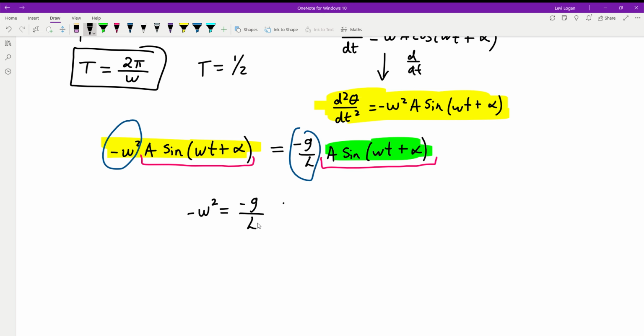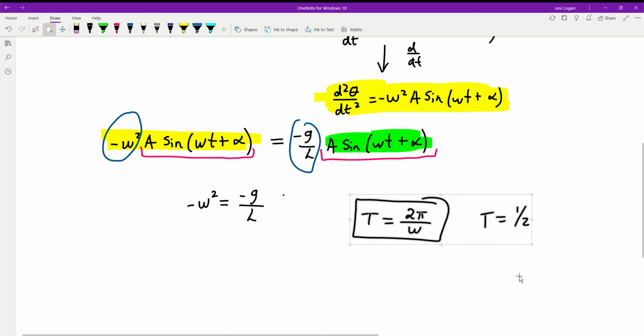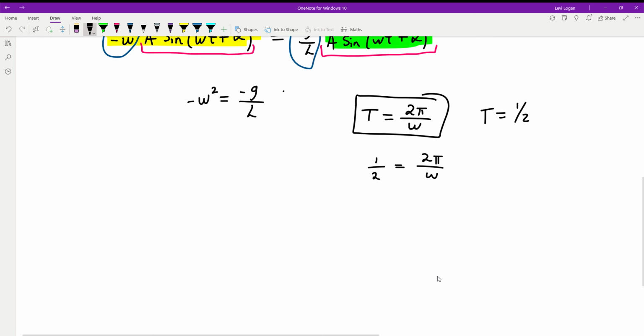Now g is a constant and L is a constant. We can work out what omega is using these other equations up here. So we know these to be true. So what we're going to do is put this down here, and work out what omega is. We can put in a half into this equation, so we get a half equals 2 pi on omega. If we move omega over here, we get a half omega equals 2 pi, times both sides by 2 to get rid of that half, so you get omega equals 4 pi.